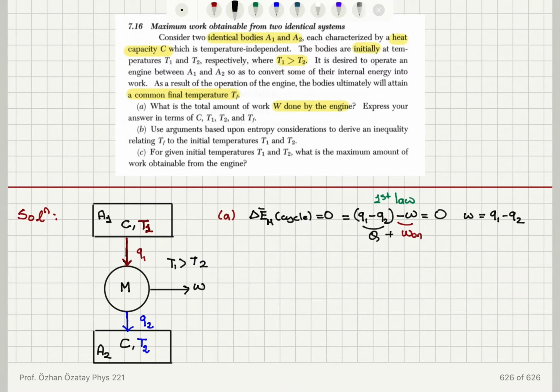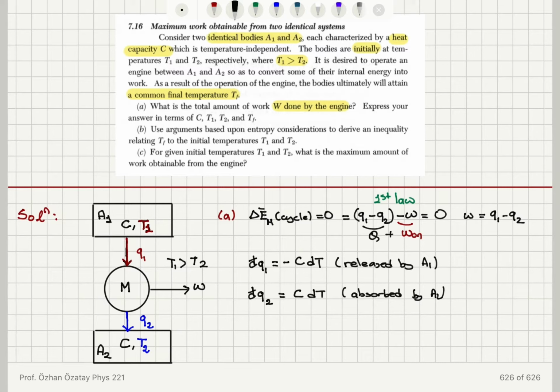So what is the infinitesimal amount of heat released by A1? It is minus heat capacity times dT, because this is released by A1, and the infinitesimal amount of heat absorbed by A2 is plus CdT, that is absorbed by A2. Okay, so I just have to calculate these integrals.